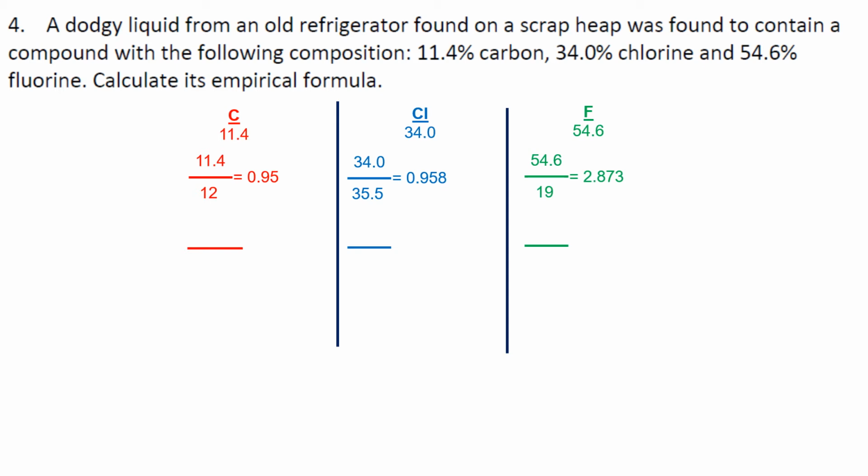Divide them by the smallest one. So 0.95 is the smaller one. So you get 1. 0.958 divided by 0.95 is going to be pretty much 1. Fluorine comes out as 3.02. So we can see, allowing for a bit of experimental error, that's 1 to 1 to 3. And don't forget to write the final formula. It's therefore ClF3. If we've got the number 1, we don't put a little 1, we just leave it without any subscript number.